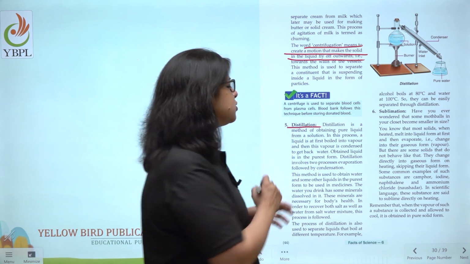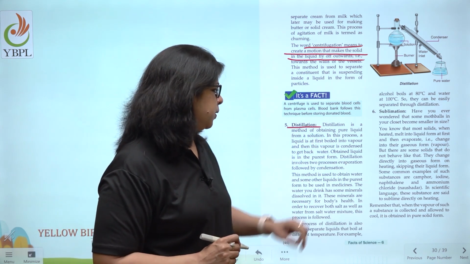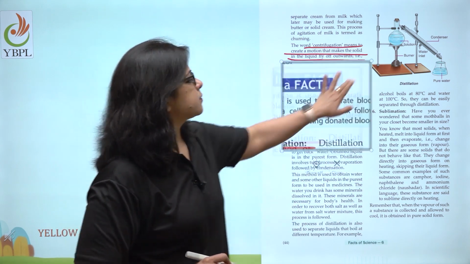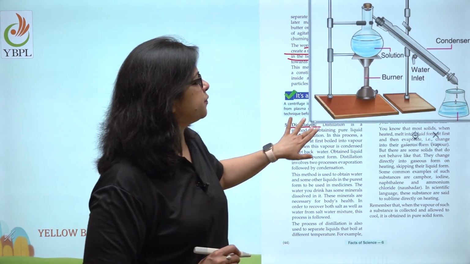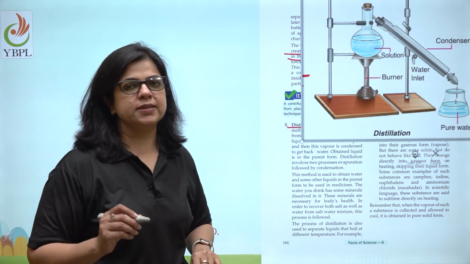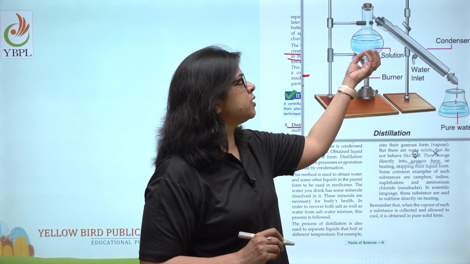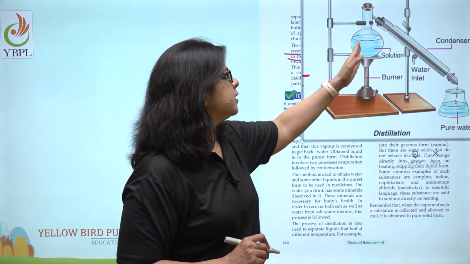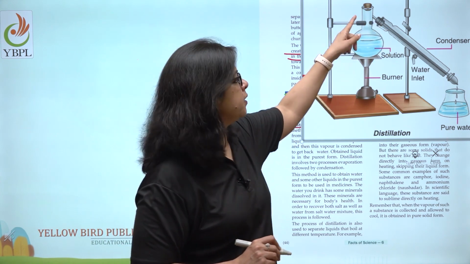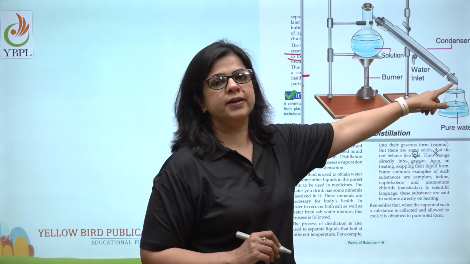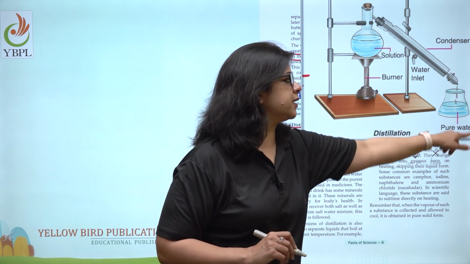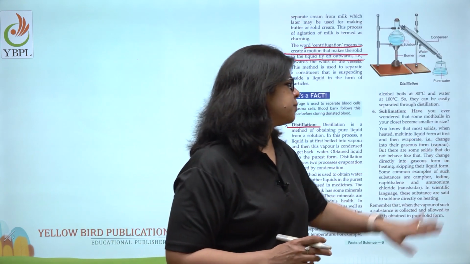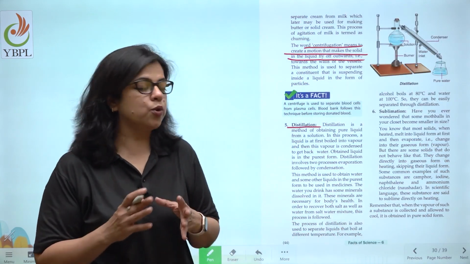Distillation is a process of obtaining pure liquid from a solution. Now, in this process, the liquid is first boiled, as we can see in this apparatus. The solution is first boiled and the water is allowed to evaporate. The water in the form of water vapor is cooled down through a condenser and clear water is collected in another beaker. Distillation is a process of obtaining pure water.